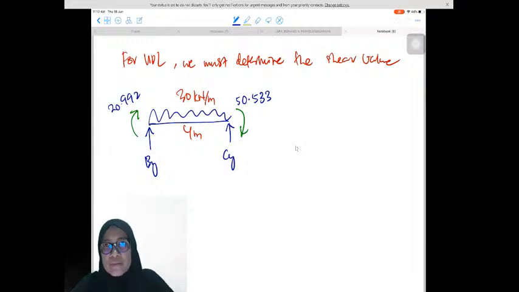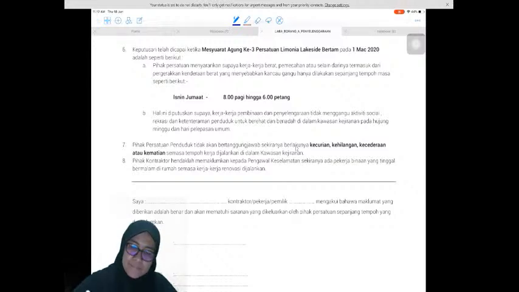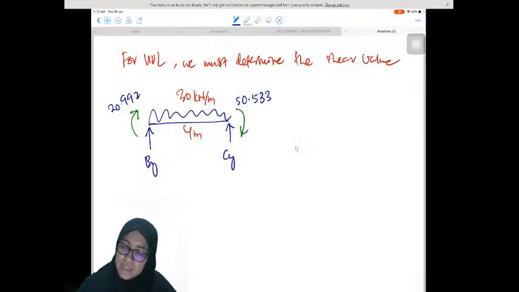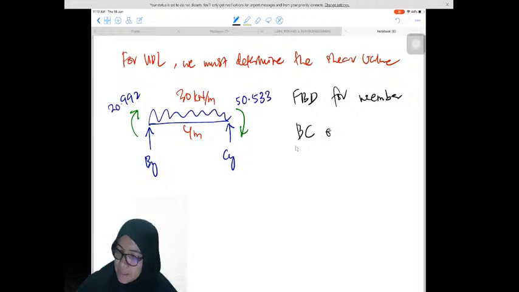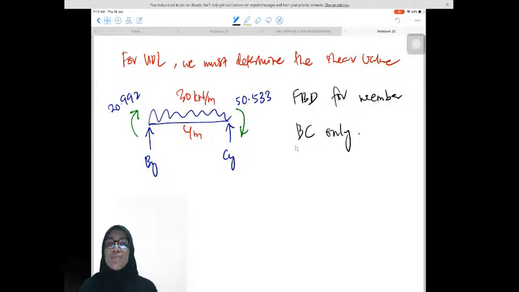This step is because we are going to determine whether the beam has maximum moment or not. So this is the free body diagram for member BC only.